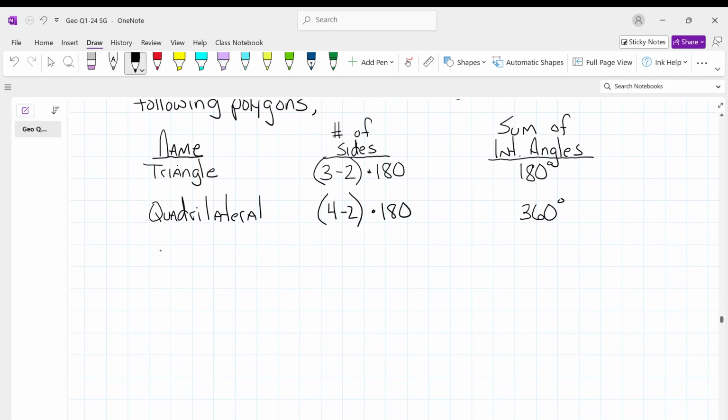If we had to find the sum of the interior angles of an octagon, octagon has 8 sides, so we take 8 minus 2, multiply that by 180, and it tells us what the angles inside of that shape need to add up to. So we got 6 times 180, and I get 1080 degrees.